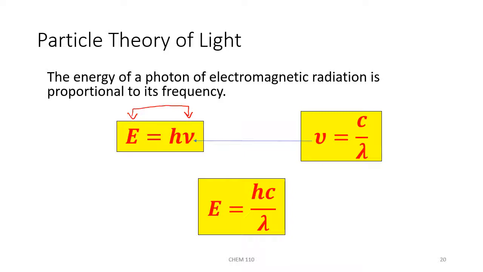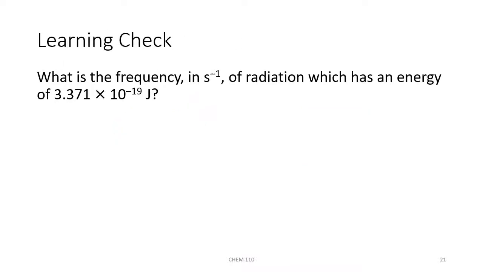This allows us to interconvert between energy, wavelength, and frequency. What is the frequency in inverse seconds of radiation which has an energy of 3.371 times 10 to the negative 19th joules? We know that the energy of a photon is equal to Planck's constant, h, times the frequency, the symbol nu. If we rearrange and solve for the frequency, we will have the energy divided by Planck's constant.